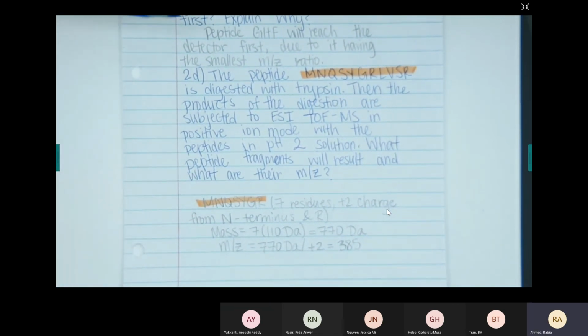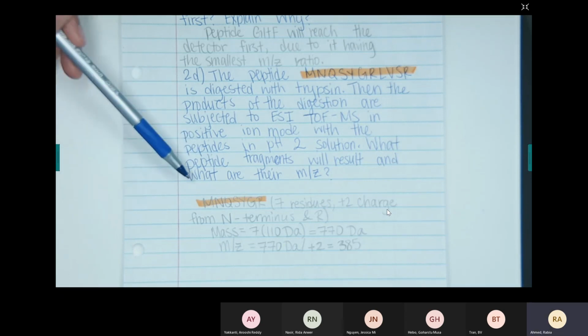And then for 2D, okay, so this peptide is digested with trypsin. Then the products of the digestion are subjected to ESI, TOF, MS in a positive ion mode with the peptides in pH 2 solution. What peptide fragments will result and what are their M over Z values?